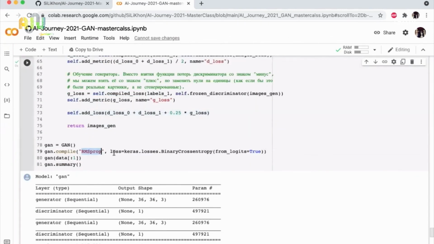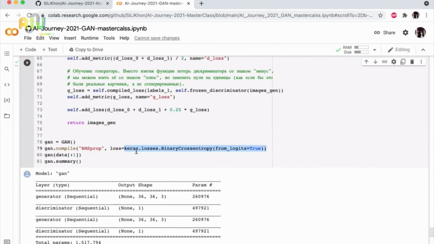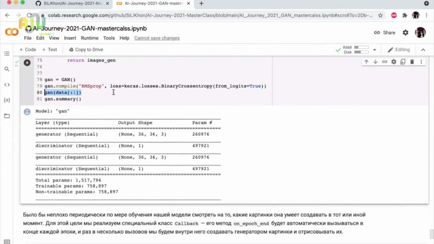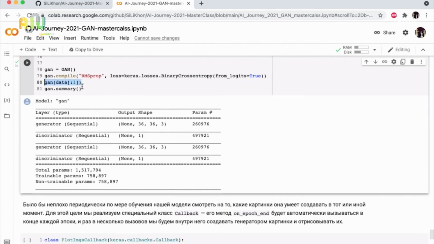Let's run it. Here's an optimizer. The loss function is the same as that for classification in the previous example. We are familiar with it. Here we need to put in the GAN data so that it collects all the layers together at this point in time. And here we have a summary of our model. Here we can see how many parameters we have overall.